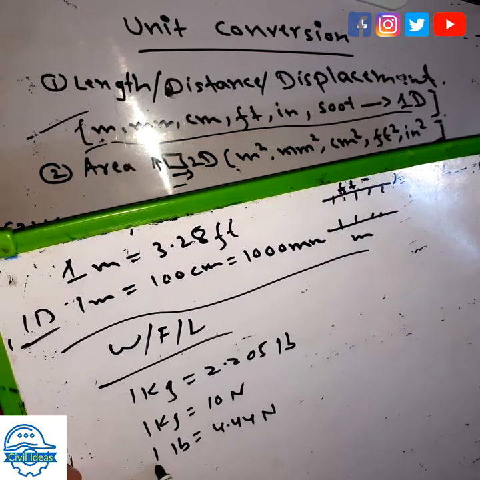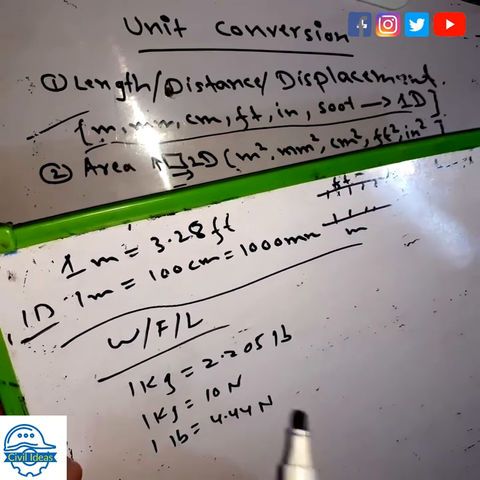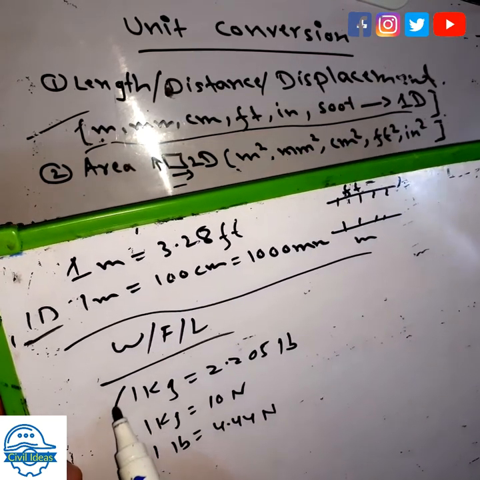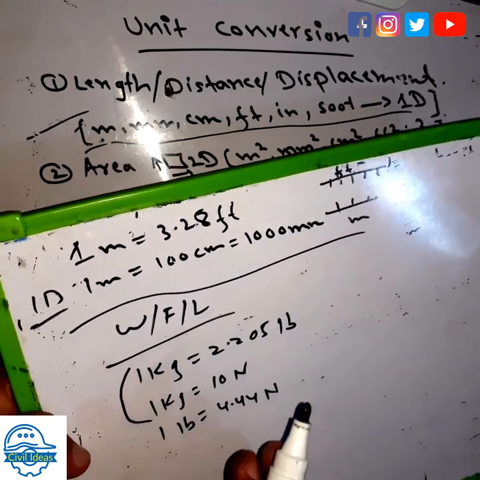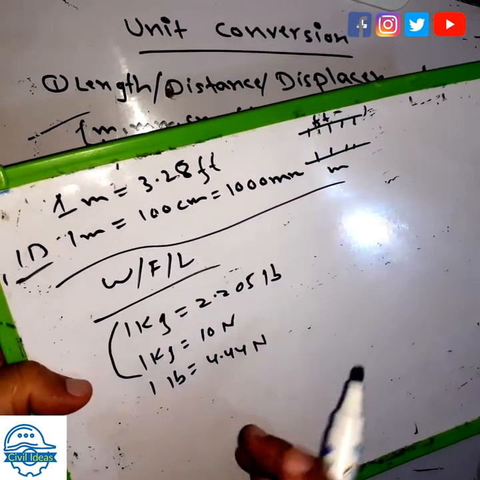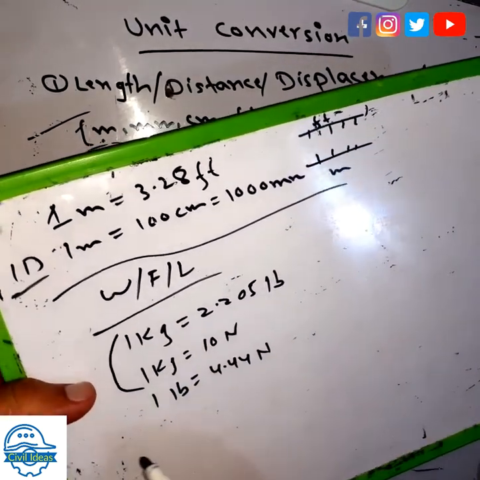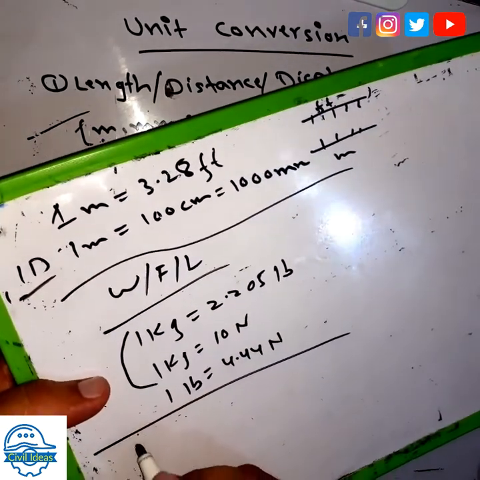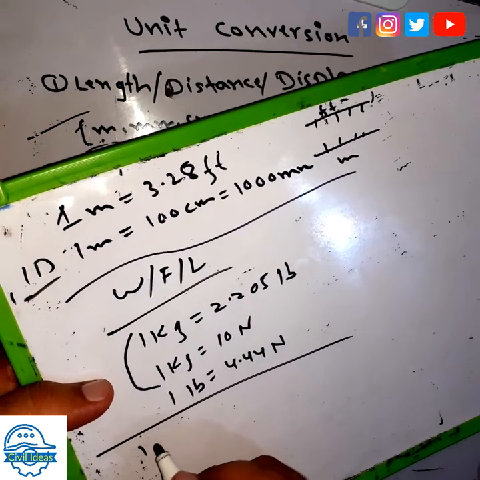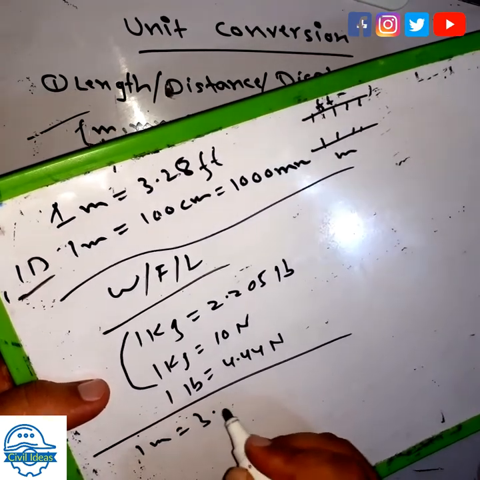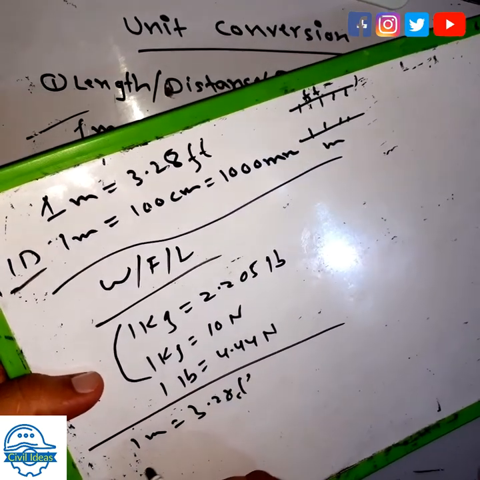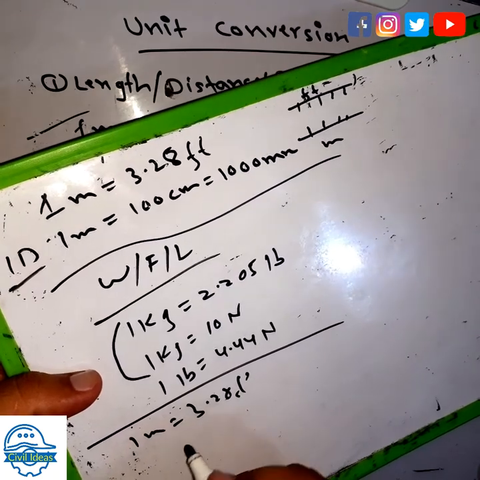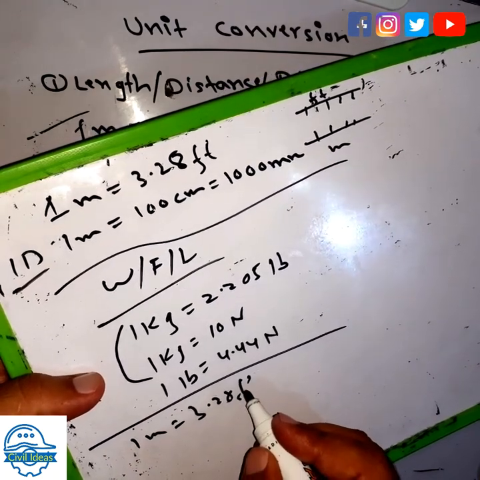If you don't know 1 pound in Newton, you can still convert. You can take help of this and convert any unit into the other one. Now let us take some examples. First I will discuss that 1 meter is equal to 3.28 feet. Then how can you convert it into feet?